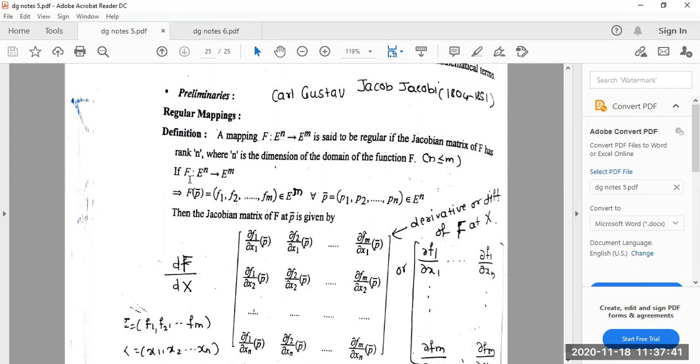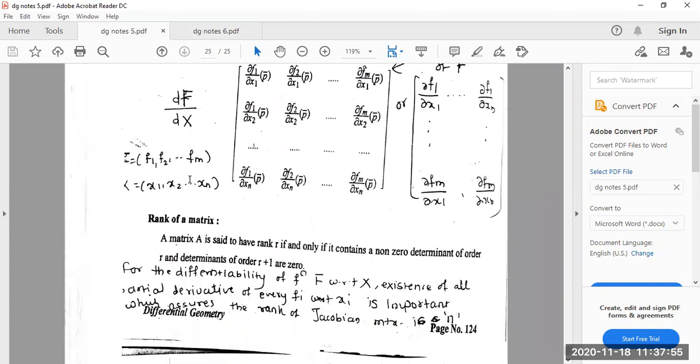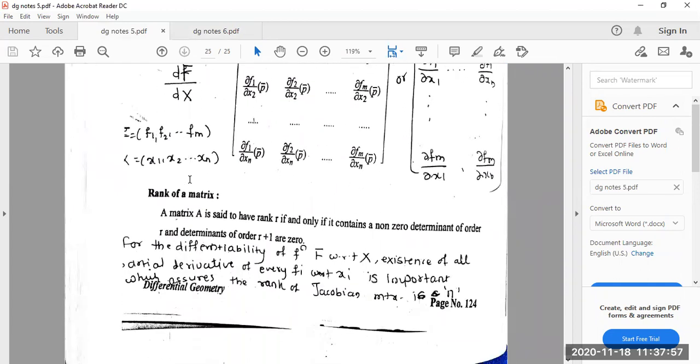We have studied that a mapping F is said to be regular if the rank of the Jacobian matrix is equal to the dimension of the domain. I have shared one lecture on the Jacobian matrix also, how it is introduced. Before that, you should know what is an explicit and implicit function. So, what is the rank of a matrix? A matrix is said to be of rank R if and only if it contains a non-zero determinant of order R, and every determinant of order R plus 1 is 0.